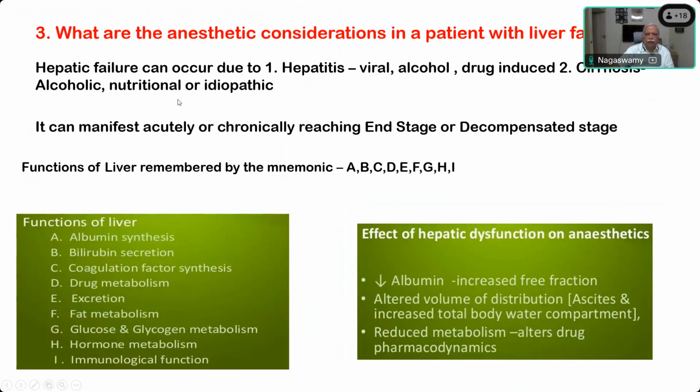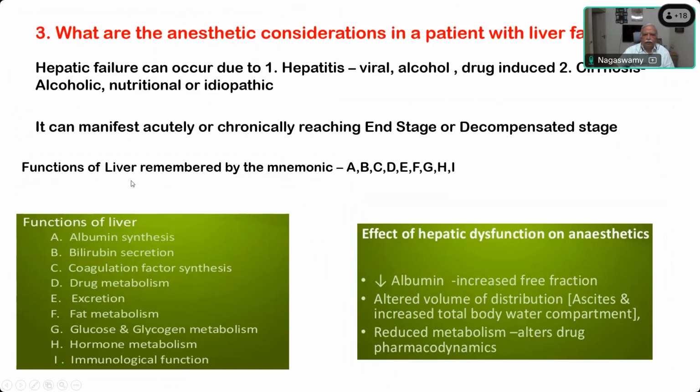So hepatic failure can occur due to either hepatitis, which is either viral, alcohol, or drug induced, or it can be chronic as alcoholic, nutritional, or idiopathic. And it can manifest acutely or chronically, even to go to the stage of end stage liver disease or decompensated liver disease. So if you just mention this much, it is more than enough. We need not describe the various grades of encephalopathy, how the origin is happening. All this pathology is not required. It's just so that you can save time on that.